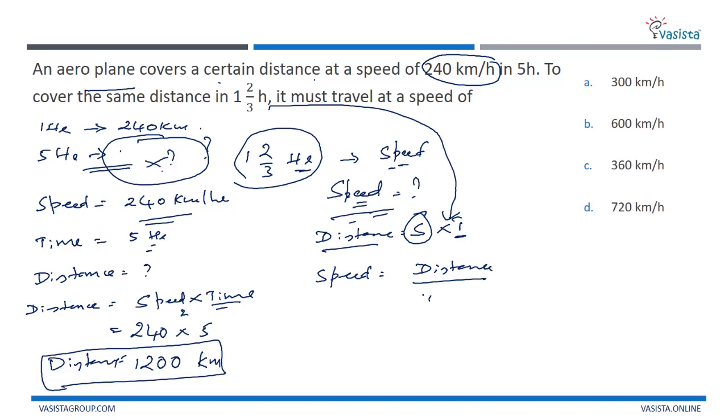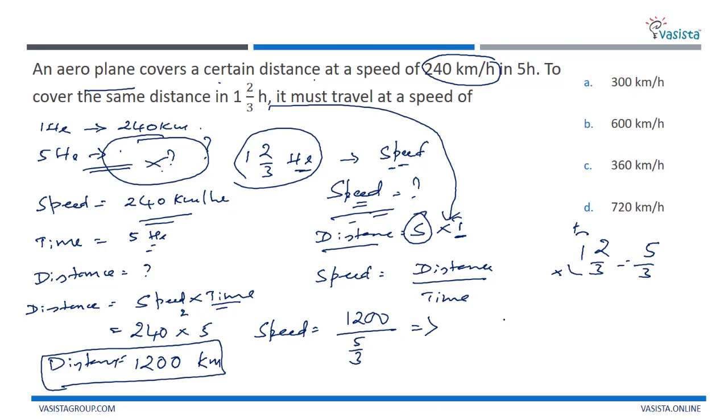So speed is equal to distance by time. Now distance is how much? That is 1200 kilometers. Now time they have given in a mixed fraction, that is 1 2/3. Convert it into an improper fraction. 3 ones are 3. Here you need to multiply and then add. 3 ones are 3 plus 2 is 5/3. Substitute here in place of time, that is 5/3, right.